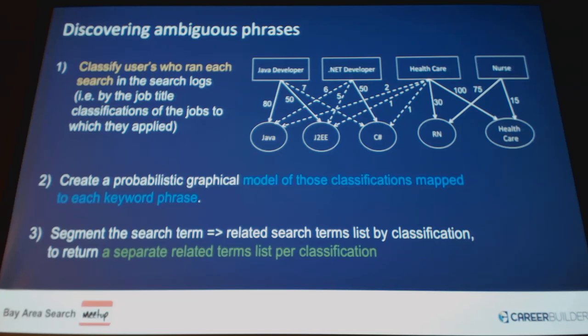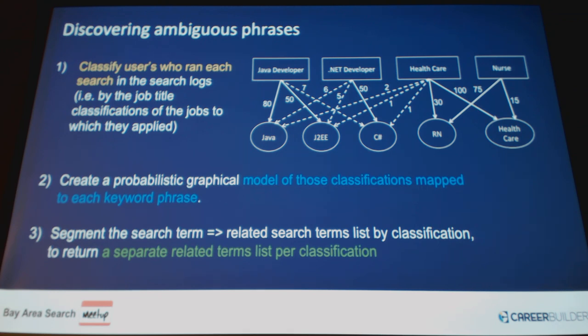Child placement agency. Okay. So different kinds of job seekers are going to be searching for child placement agency versus the one searching for certified public accountant. And so within our query logs, every query is tied back to a user. We actually classify the users, and then we look at the related keywords within a given classification. So all the users who are Java developers search for Java, they search for J2EE. .NET developers search for C#. People in healthcare search for RN, nurses search for RN.